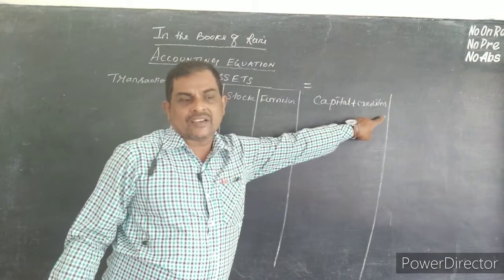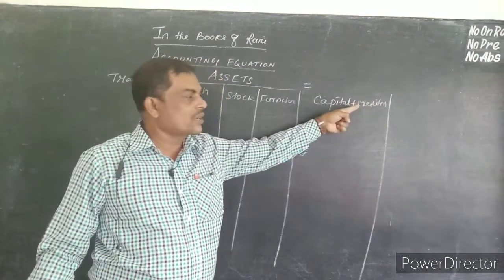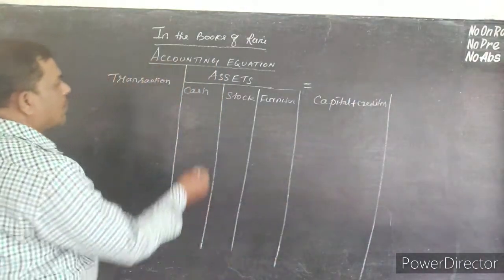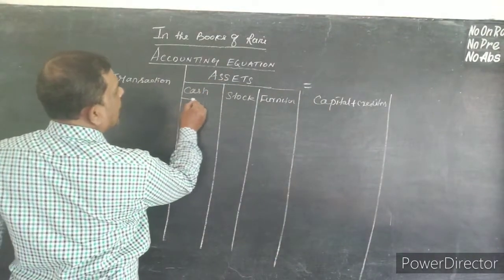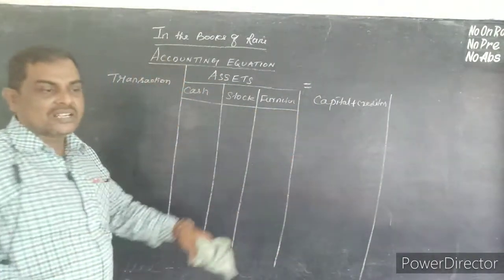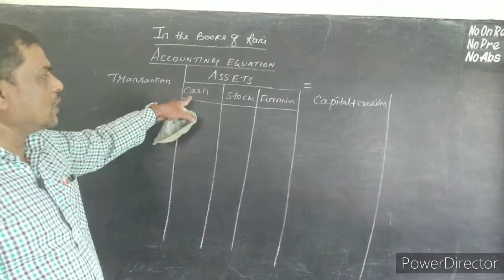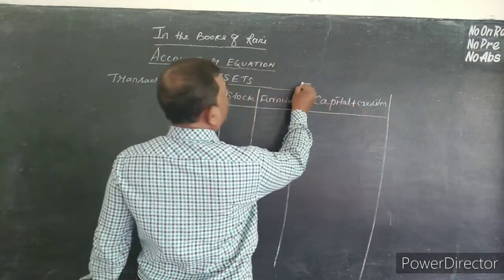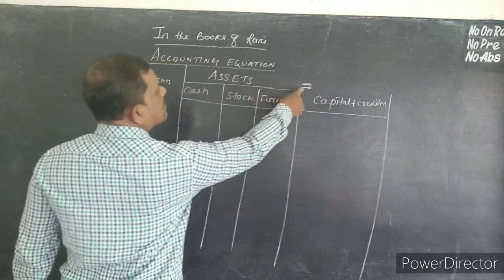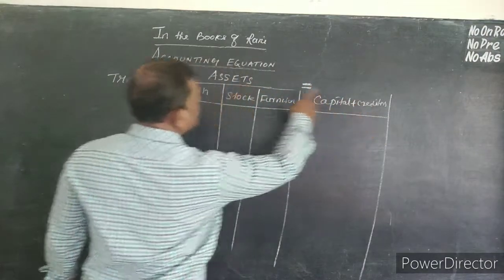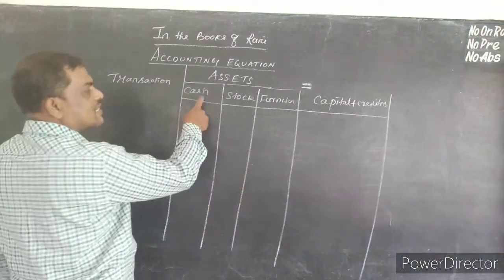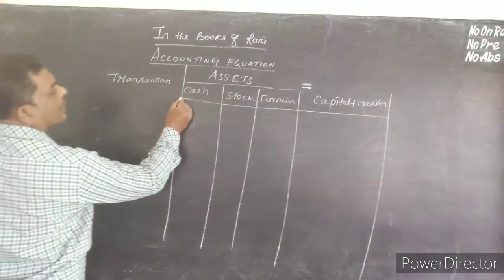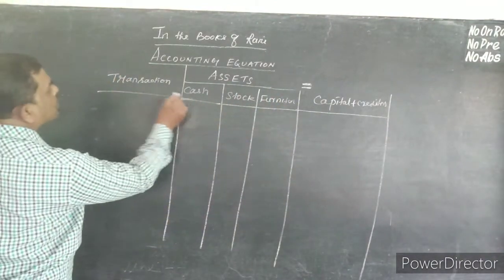In the place of liabilities, in this sum one creditor is there, that's what I mentioned here, creditor. Now, under the assets, you put cash, stock, furniture. Whatever assets are available in this sum, only those you have to mention. In the center you put assets is equal to capital plus creditors. Under the assets, you mention what assets are available in this sum. Okay, so now what do we have to do?